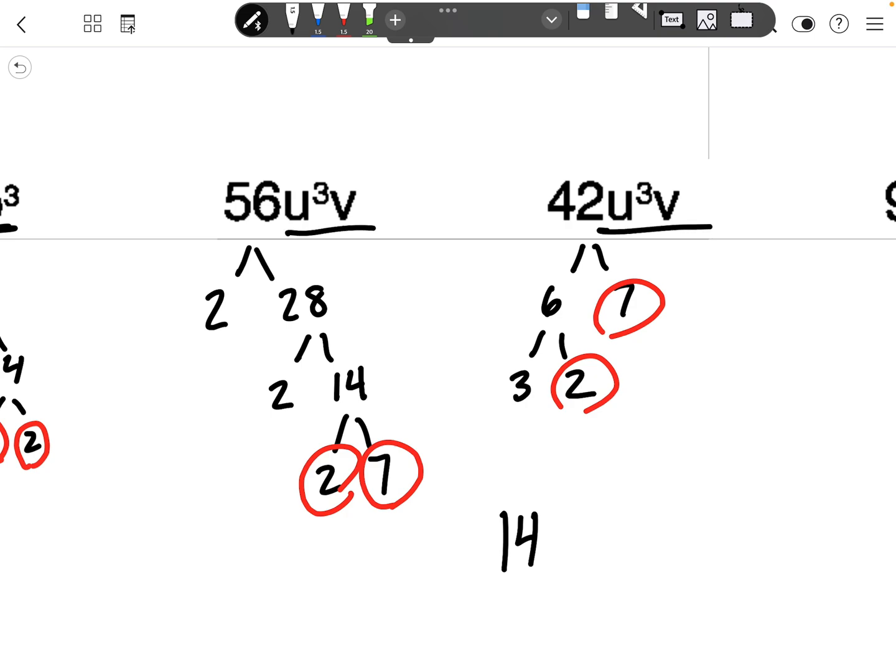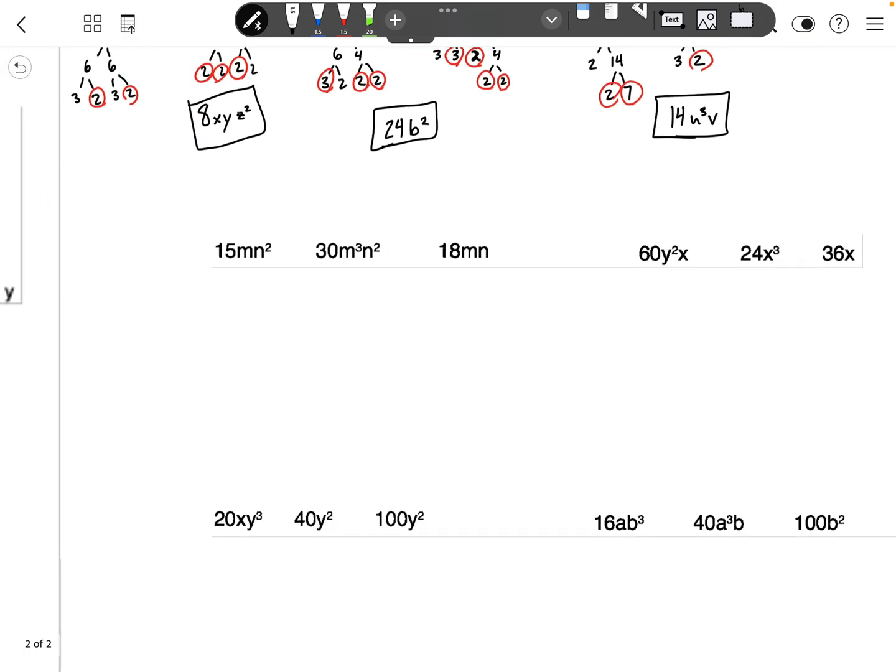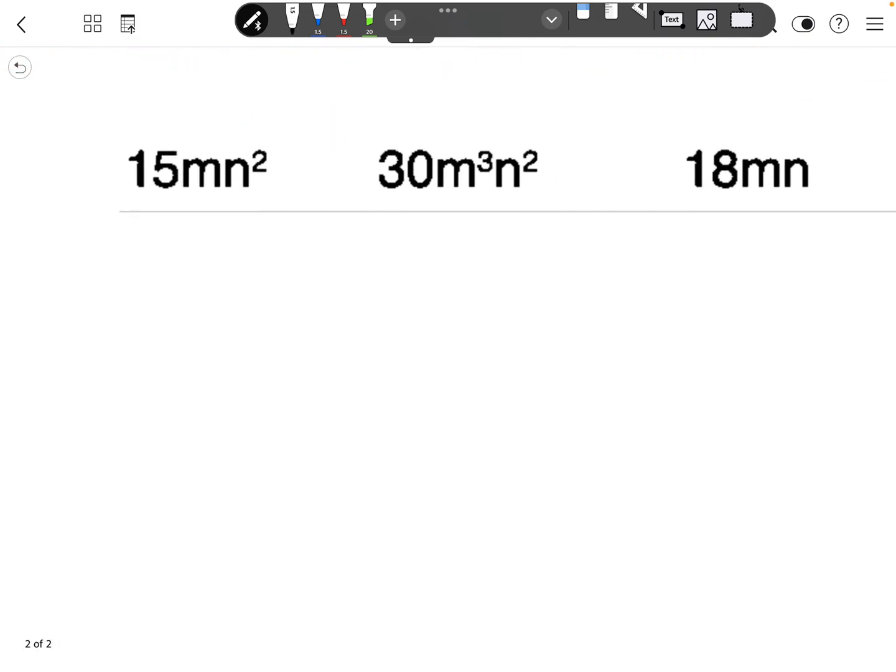And if we notice, they both have 3 U's and they both have 1 V. So I can actually take that out of both of them. That's my final answer. Let's go down to 1. Let's do 2 more. We'll do these 2.